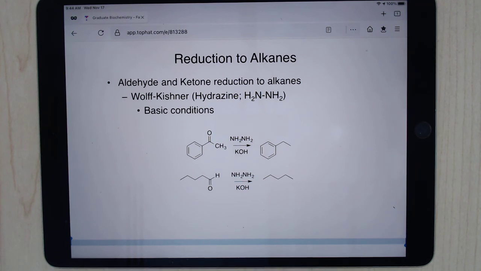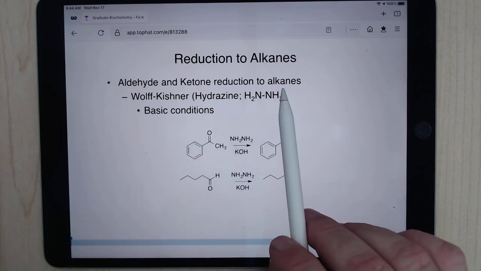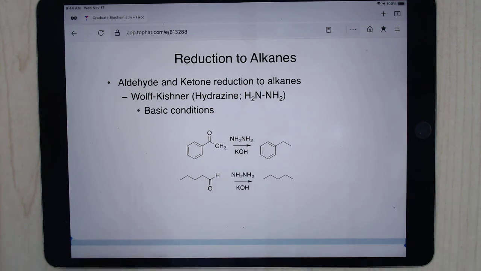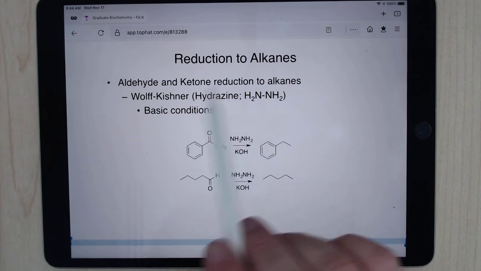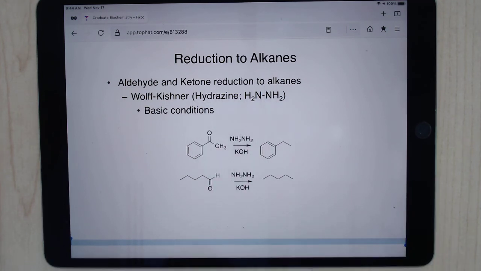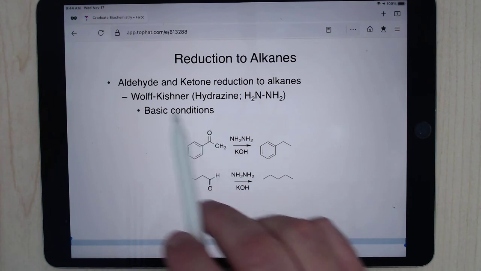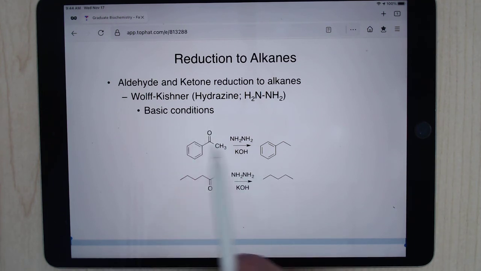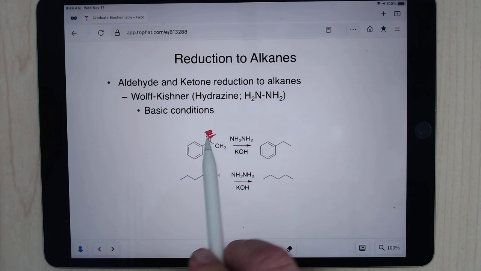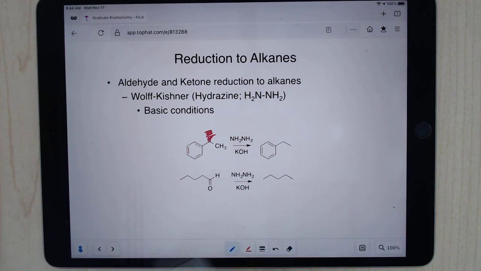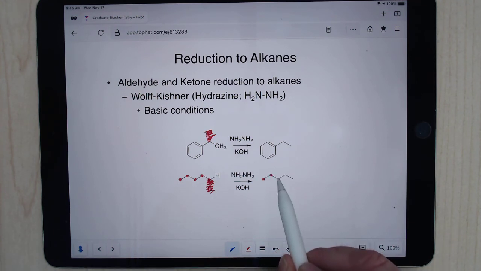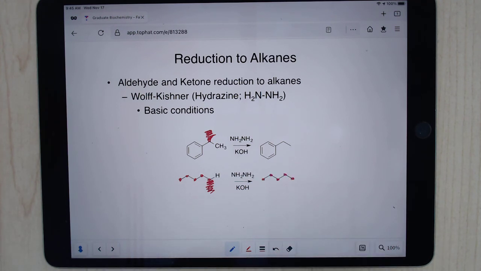Okay, so the last one is reduction of an aldehyde or ketone to an alkane. There's a couple of different ways you can do this. The first one is called Wolff-Kishner, and it uses hydrazine, which is essentially two ammonia molecules stitched together. This is done under basic conditions. Essentially, all you do is you come in here and you just erase that. That's it. So here are our 5 carbons there. It's not too bad.